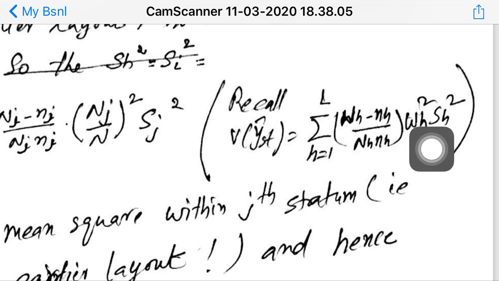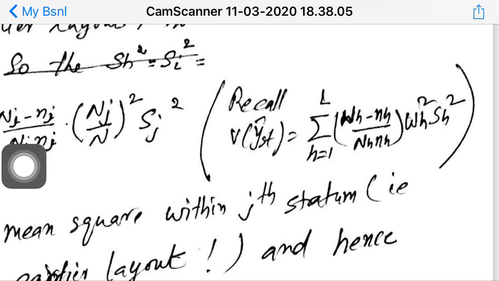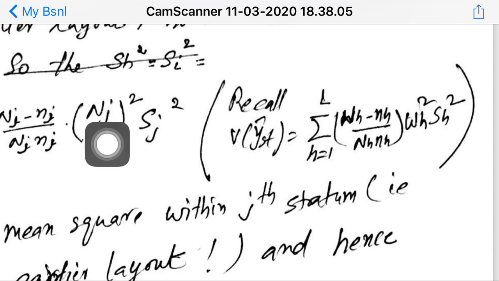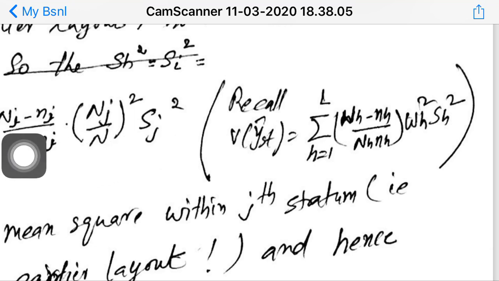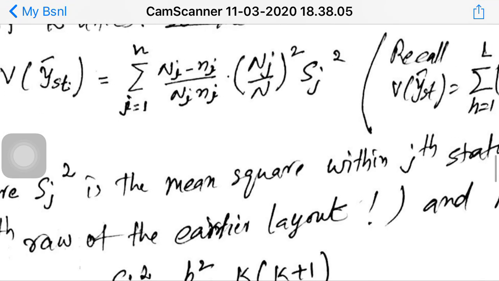Now what is Wh? Wh is Nj divided by N. Okay, what is Nj? Nj is equal to the number of units in the jth stratum, that is k. So Nj is equal to k divided by capital N. What is capital N? Capital N is nk, because we know that we are discussing the case where capital N is equal to nk. So this is k divided by nk the whole square into Sj square. Okay, so that will be the formula.